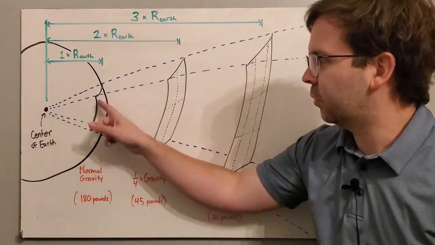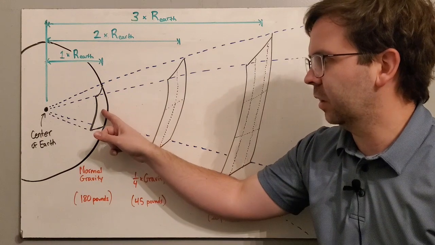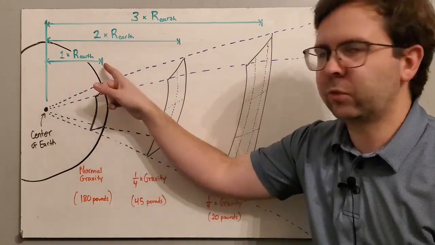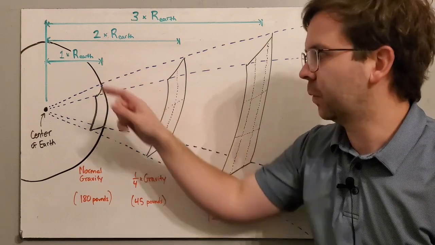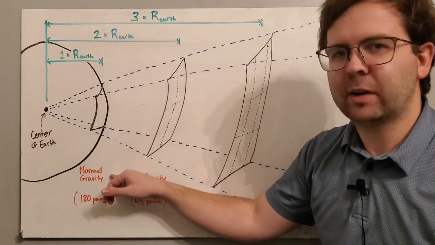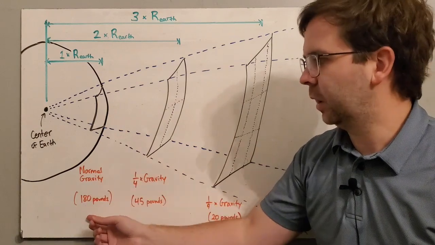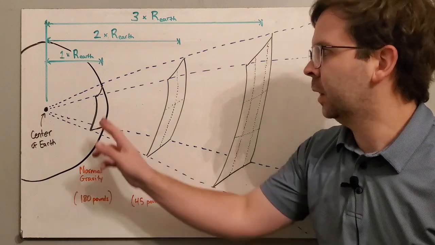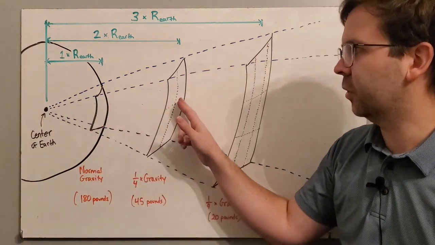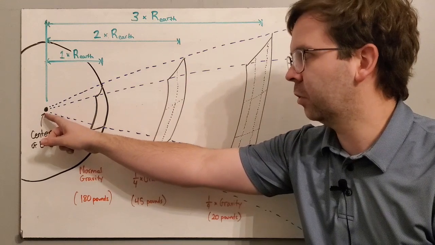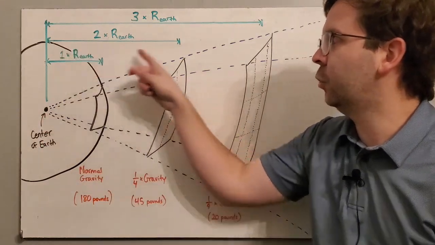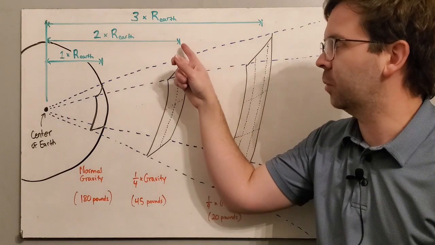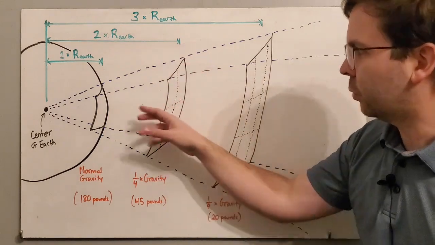If you are standing on this little square patch of the Earth right here, you are 1 radius away from the center of the Earth. At that location, gravity is acting normal to you. And let's say for our example, you weigh 180 pounds. Now, if you were to double your distance from the center of the Earth, in other words, you move 2 radii away from the center, then notice what happens here.